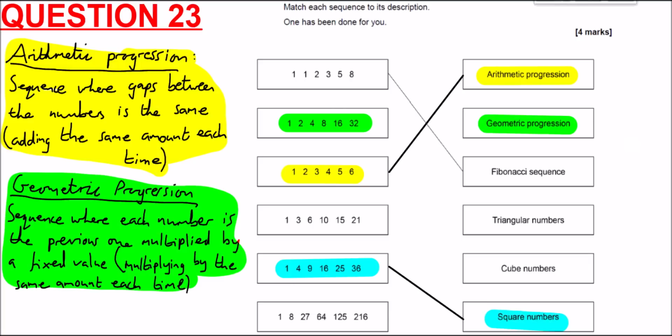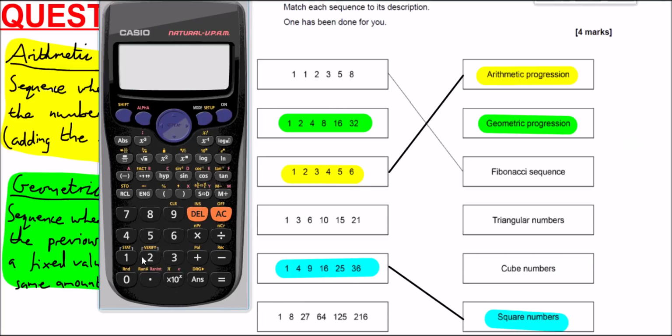The cube numbers we get by doing whole numbers multiplied by the power 3. So 1 cubed would be 1 to the power 3, which is 1. The next cube number will be 2 cubed, which is 8. The next one would be 3 cubed, 3 times 3 times 3, which is 27. So 1, 8, 27. This one at the bottom is the cube numbers.